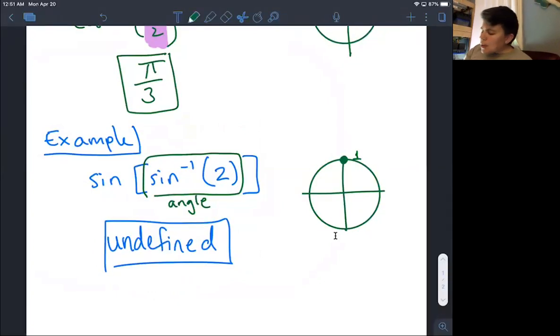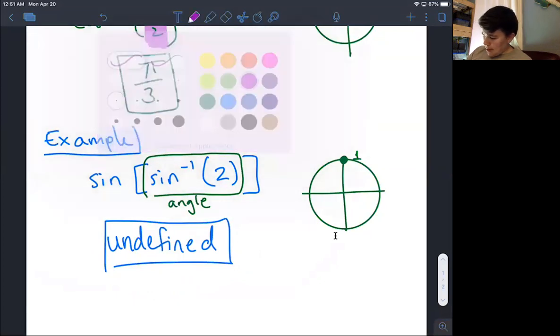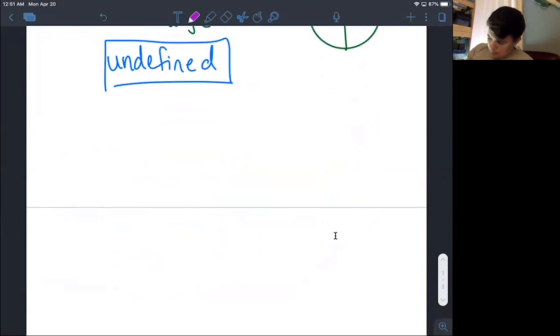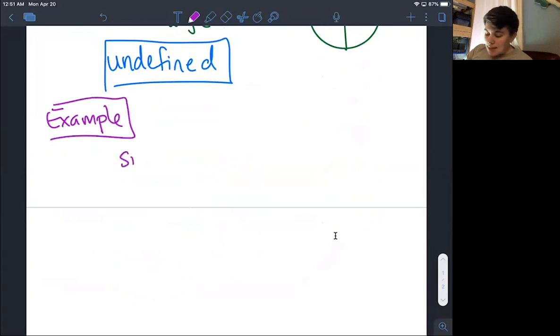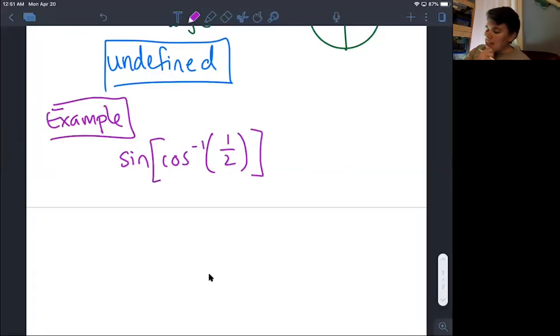Okay, y'all, let's mix this up a little bit. Let's get a little crazy. Example. Let's do this. Let's take the sine of the inverse cosine of 1/2. Ooh, okay. I see what you got there. The sine of the inverse cosine of 1/2.